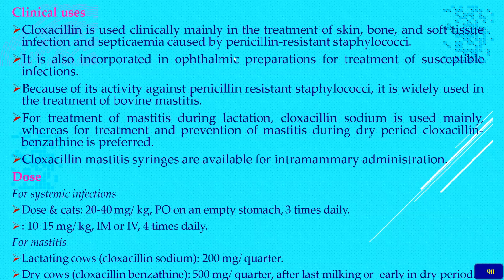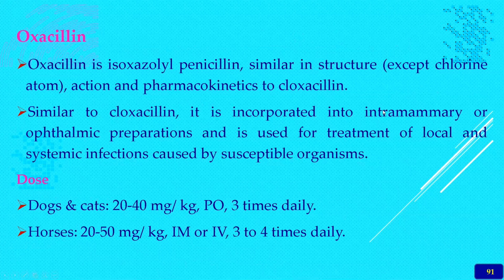Oxacillin is another isoxazolyl penicillin, very similar to cloxacillin. All the things are very similar to cloxacillin. Oxacillin is also used as intramammary and ophthalmic preparations, and the only advantage is that it is a little bit more potent. As usual, the dosage is also very similar to cloxacillin, 20 to 40 milligrams in dogs and cats orally, and in horses IM or IV, the same dose.